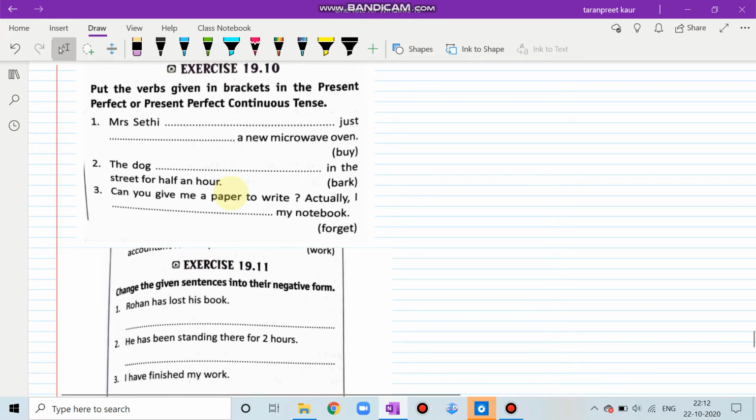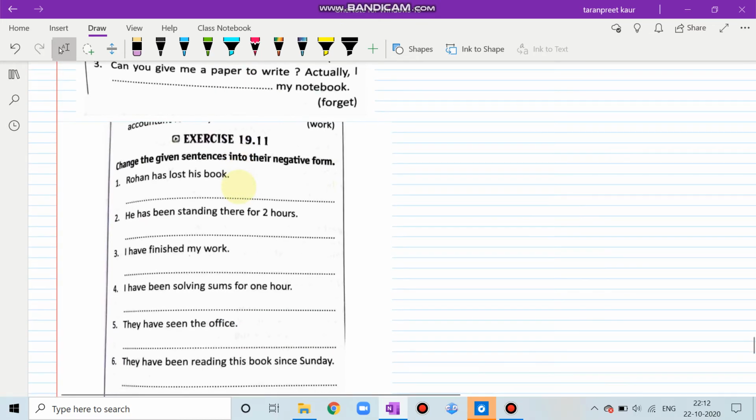19.10. Put the verbs given in the brackets in the present perfect or present perfect continuous tense. So here, after reading the sentence, you will have to first find out which tense goes with it. Now let us do it randomly. Look at the second one. The dog dash in the street for half an hour. So for half an hour, it will again take up has been barking. Right. So similarly, you will complete the whole exercise after understanding which tense is to be used.